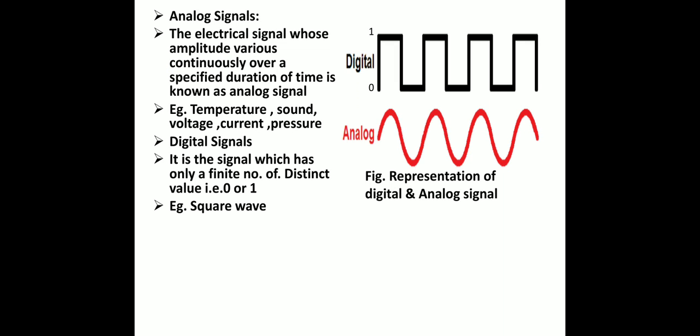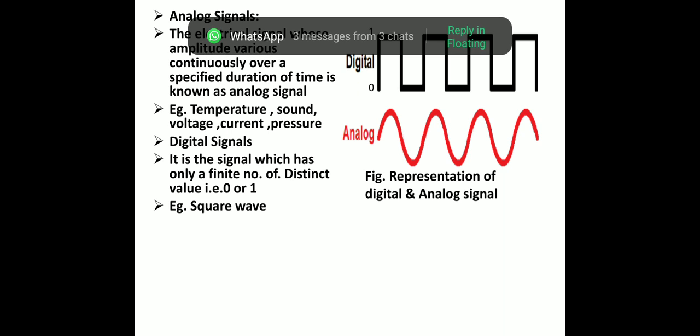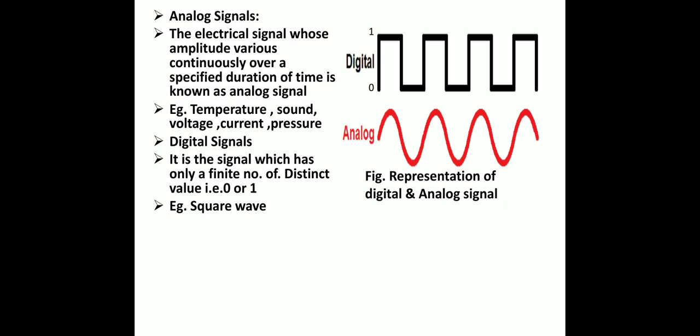First, what is an analog signal? The electrical signal whose amplitude varies continuously over a specified duration of time is known as an analog signal. That is the AC signal, AC voltage. Examples of analog signals are temperature, sound, voltage, current, pressure, and the representation of an analog signal is as shown in the figure.